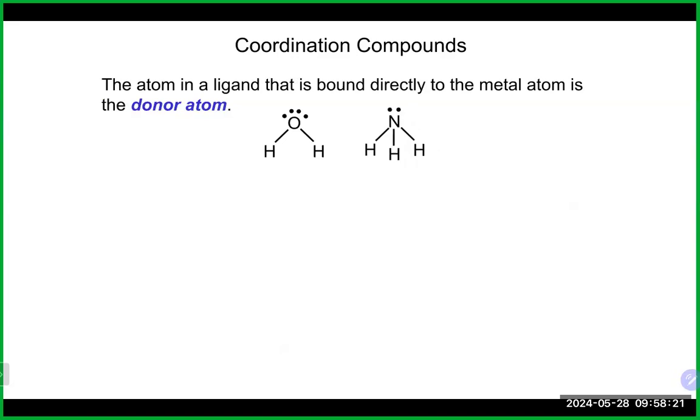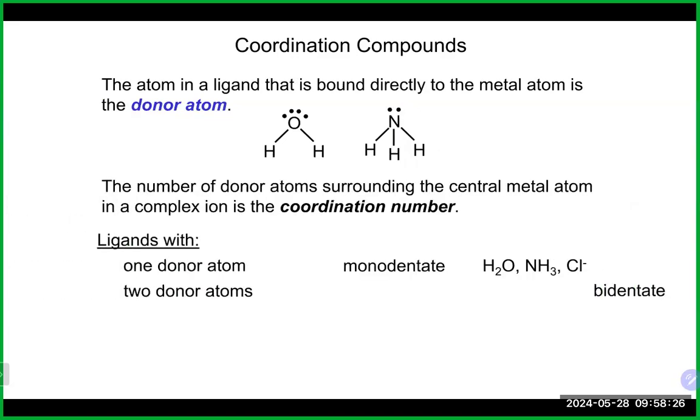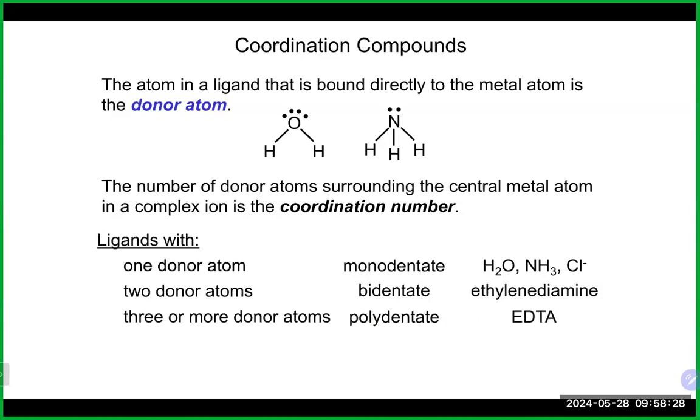Now, when we talk about ligands and how many ligands are actually attached to a complex ion or a metal ion, the number of donor atoms, the atoms that are directly attached to the metal in the complex ion, will give you what is referred to as a coordination number. So the coordination number is how many of the atoms are directly attached to the actual metal in the middle.